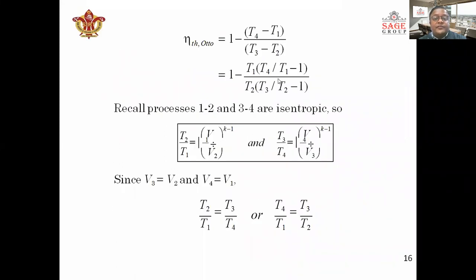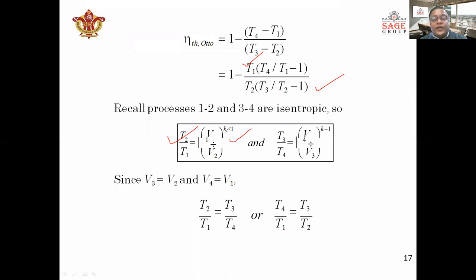After simplification, mcv cancels out from the previous slide. The thermal efficiency formula is 1 minus (T4 minus T1) upon (T3 minus T2). After further simplification, T1 is taken out from the top, giving T4 by T1 minus 1, and T2 is taken out from the bottom, giving T3 by T2 minus 1. Recall that processes 1 to 2 and 3 to 4 are isentropic. So T2 by T1 is equal to (V1 by V2) to the power of k minus 1. It is also represented by gamma.